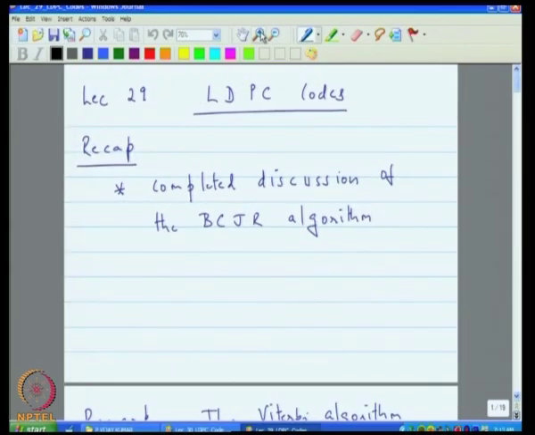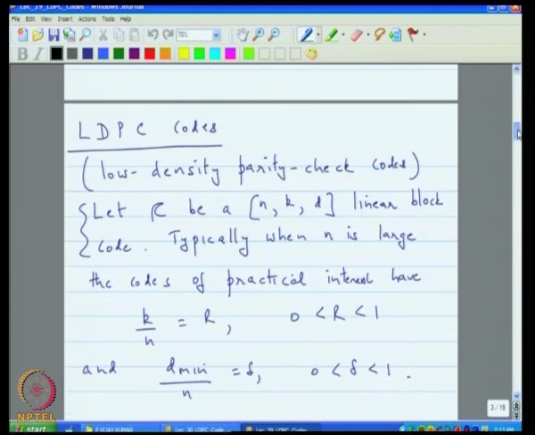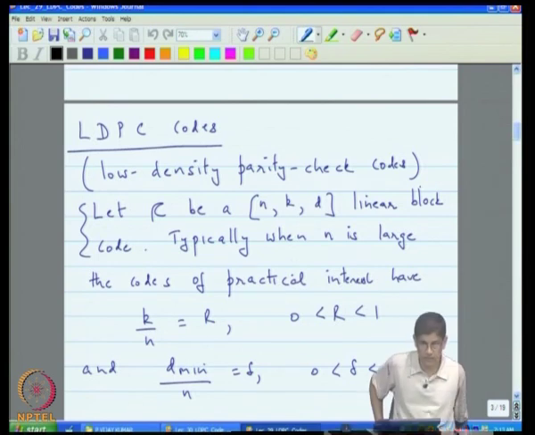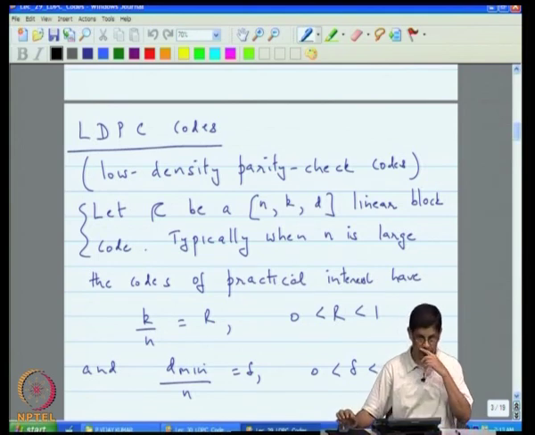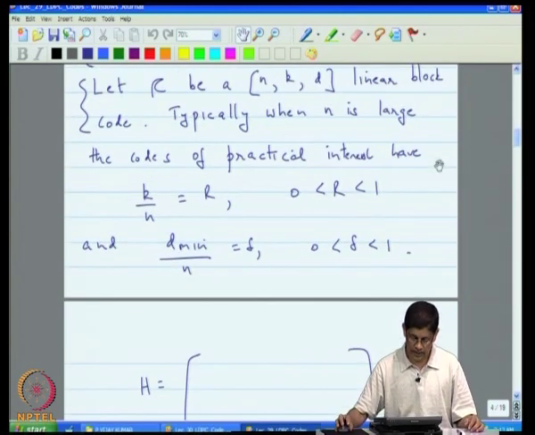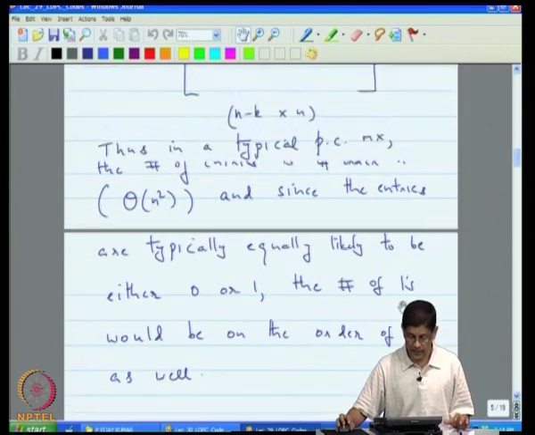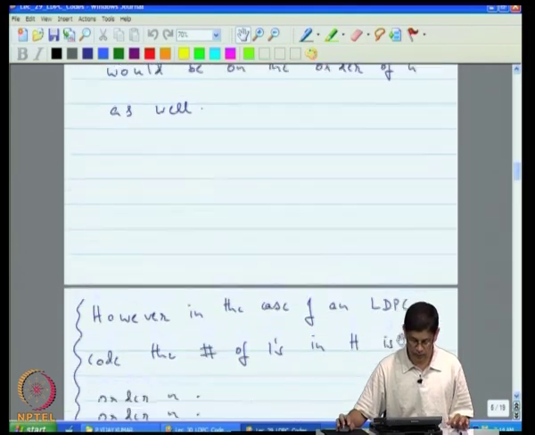Last time I started the new topic of LDPC codes, and the discussion was part motivation and part explaining terminology. I pointed out why this class of codes is known as LDPC codes, which stands for low density parity check codes. Whereas in a typical matrix the number of ones would be of order n squared, in the case of an LDPC code it is typically on the order of n.